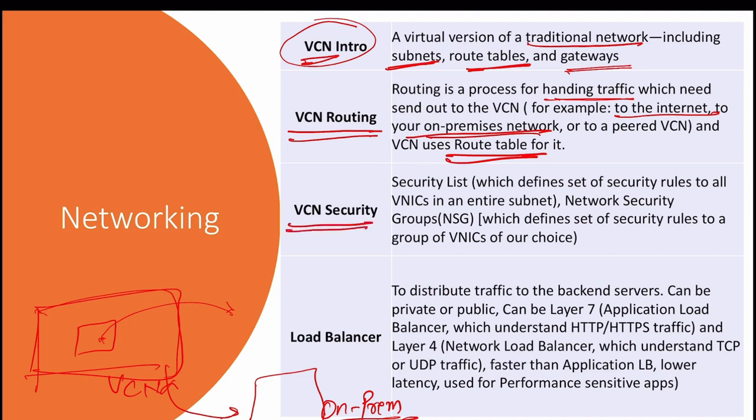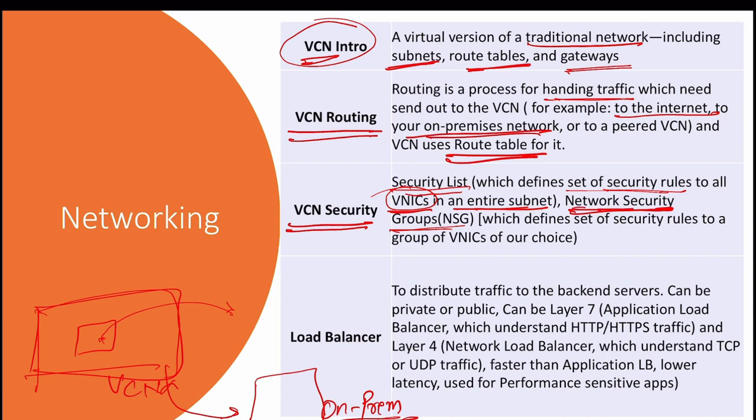Now we have the VCN security. In terms of networking security, we have two components. One is the security list and the other is network security groups. What is a security list? It defines a set of security rules for all virtual NIC cards in an entire subnet. So it is associated at the subnet level. All the VNICs, virtual NICs, come under this. This will be implemented to all.